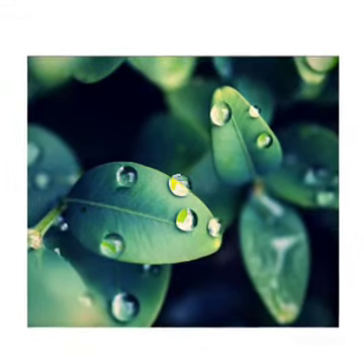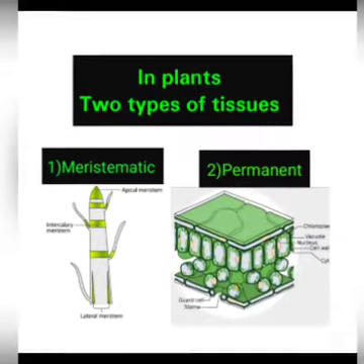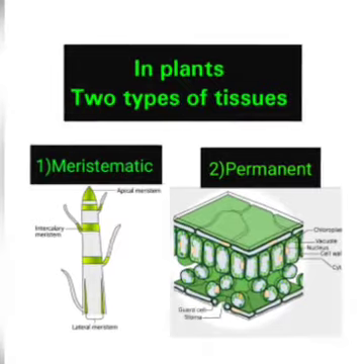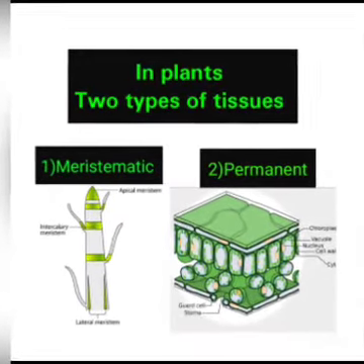According to this classification, there are two types of plant tissue. They are: one, dividing, also called meristematic tissue, and two, non-dividing, that is also called permanent tissue.